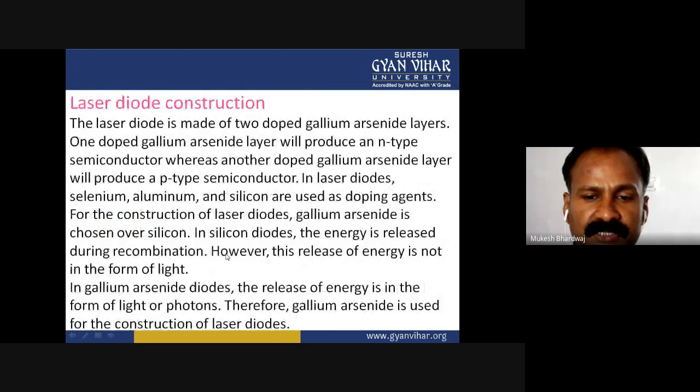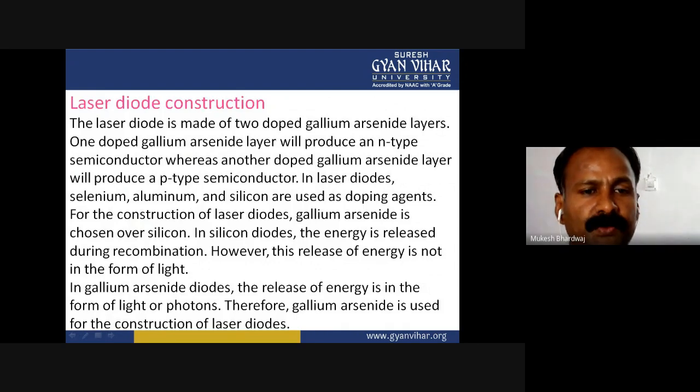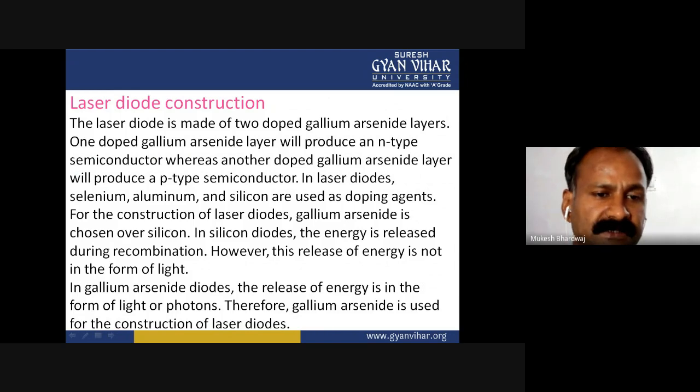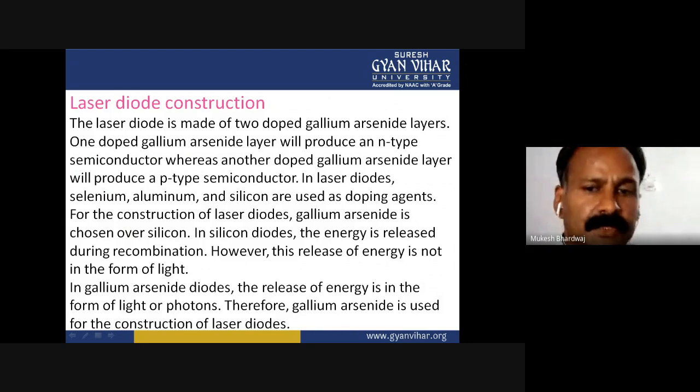Laser diode construction. Now, the construction details of a laser diode. The laser diode is made of two doped gallium arsenide layers. One doped gallium arsenide layer will produce an N-type semiconductor, whereas another doped gallium arsenide layer will produce a P-type semiconductor. In laser diodes, selenium, aluminum, and silicon are used as doping agents.